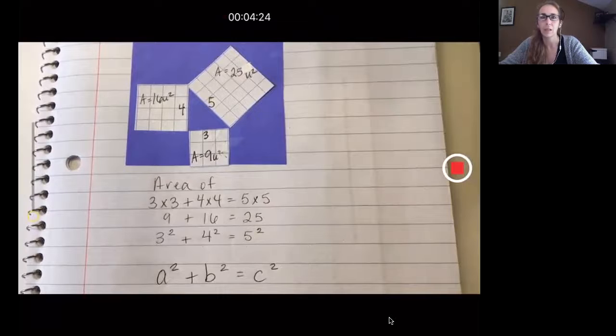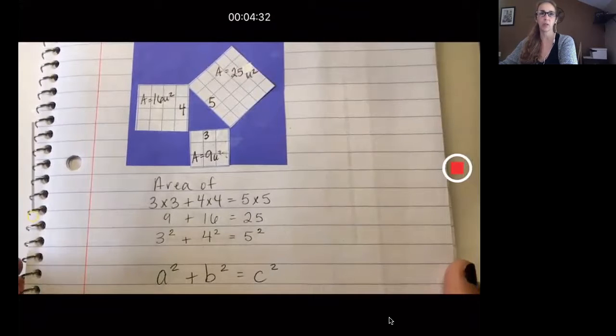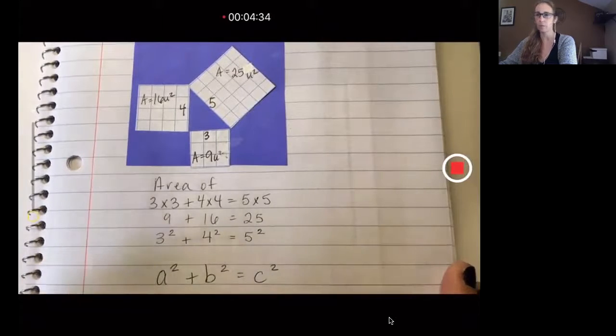And you can use this on any right triangle. It only works with right triangles though. And if you need to pause the video to copy it down, please do so.